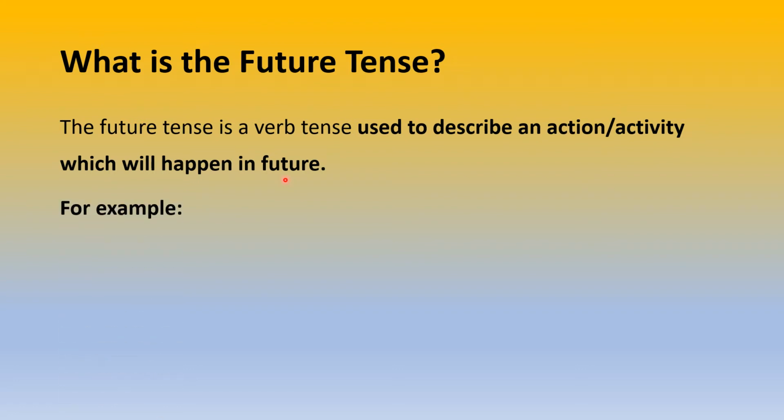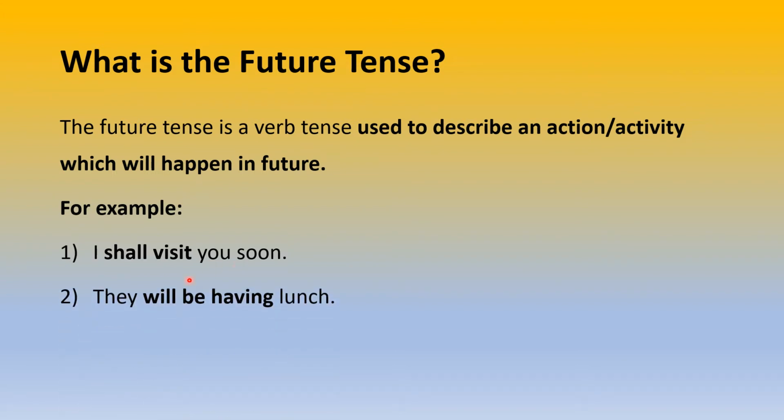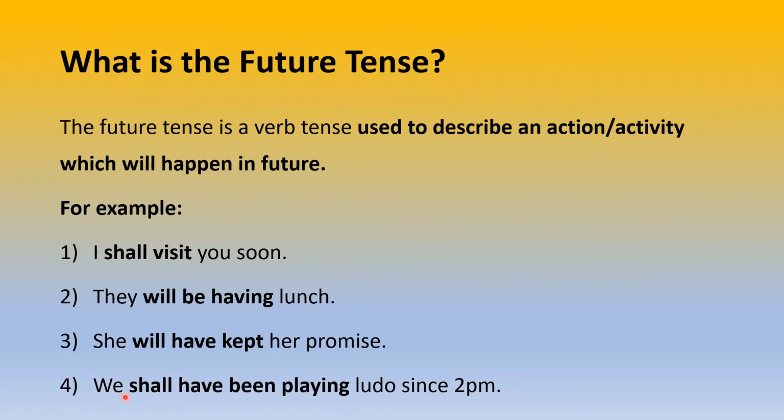For example, I shall visit you soon. They will be having lunch. She will have kept her promise. And we shall have been playing Ludo since 2 p.m. You can notice that in all these sentences, the auxiliary verbs as well as the form of verbs are helping you understand that the actions will be taking place in the future.